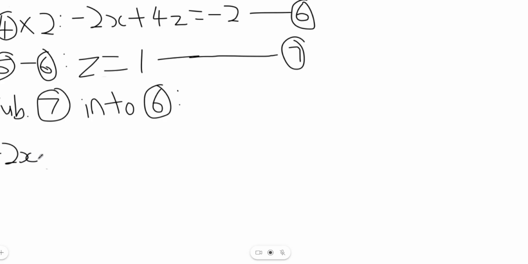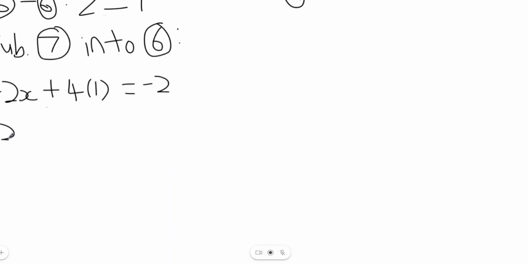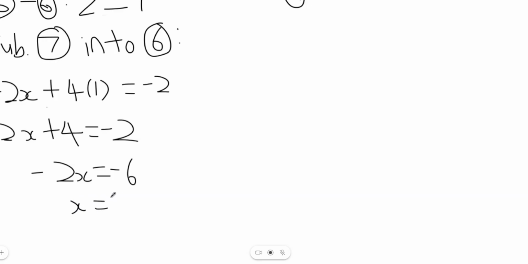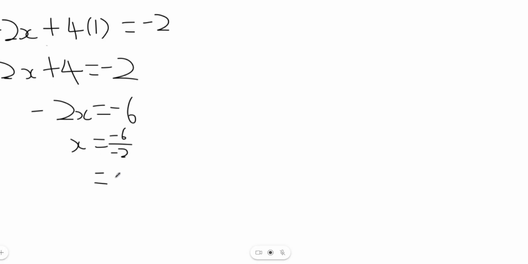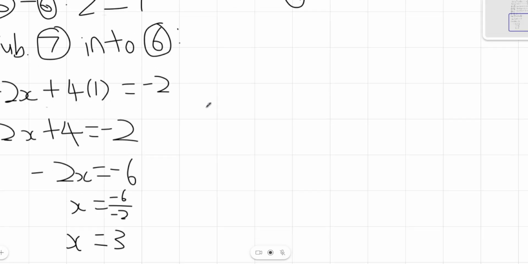Then we write it here, negative 2x plus 4. We substitute the z value, equals to negative 2. And we just multiply it in. Negative 2x plus 4 equals negative 2. And negative 2x equals negative 2 minus 4, which is negative 6. X equals negative 6 divided by negative 2. And x is 3. Now, we have found the values of x and z.